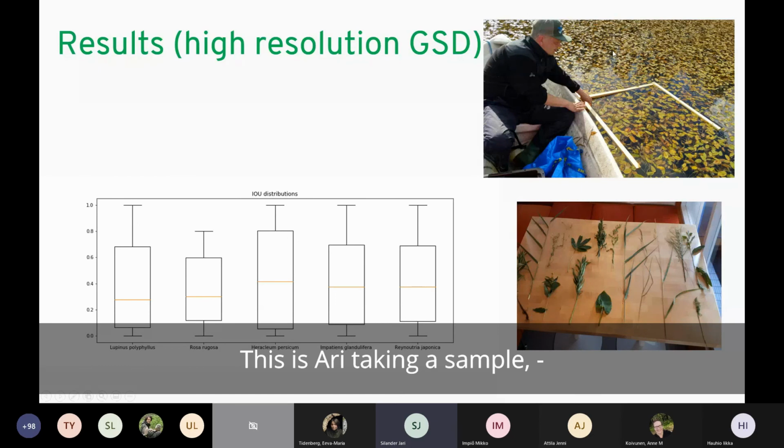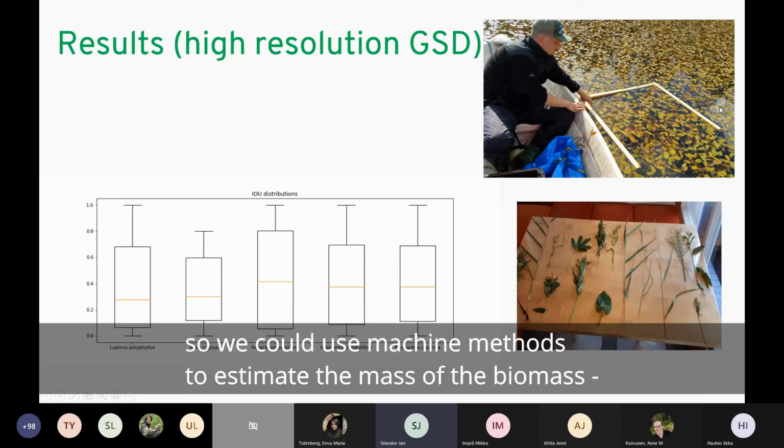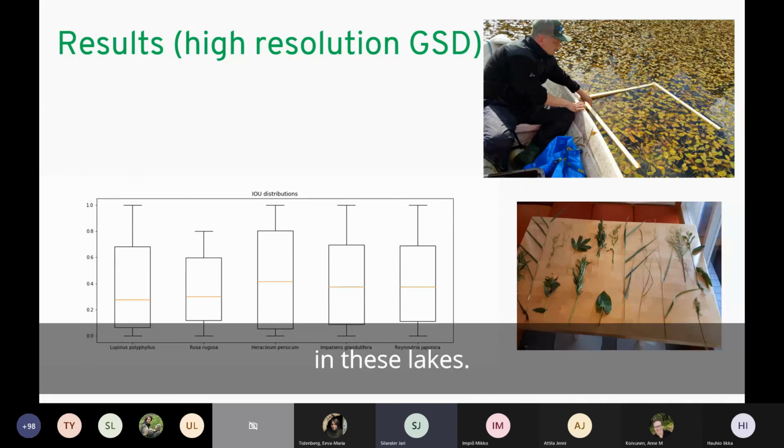And this is Ari. Ari is taking a sample, measuring the number of species and how much they weigh, so that we could use the mass method to estimate the mass of the biomass in these lakes.